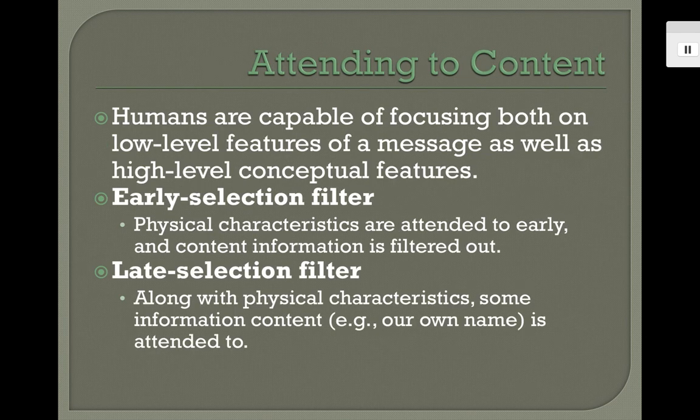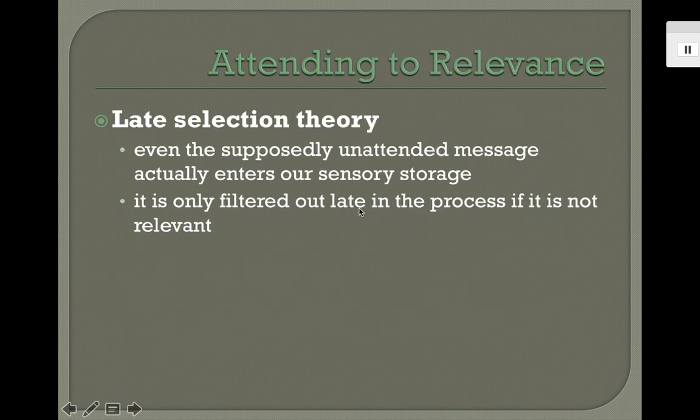So again, going back to this idea of the late selection filter, even though other people are having conversations somewhere else, say 20 or 30 feet away from you, if it's loud enough that you can hear some information, we're still going to have some of that information coming in. So even though it may not be as important as other information at the early selection filter, we're still going to have some information coming in for you at the late selection filter.